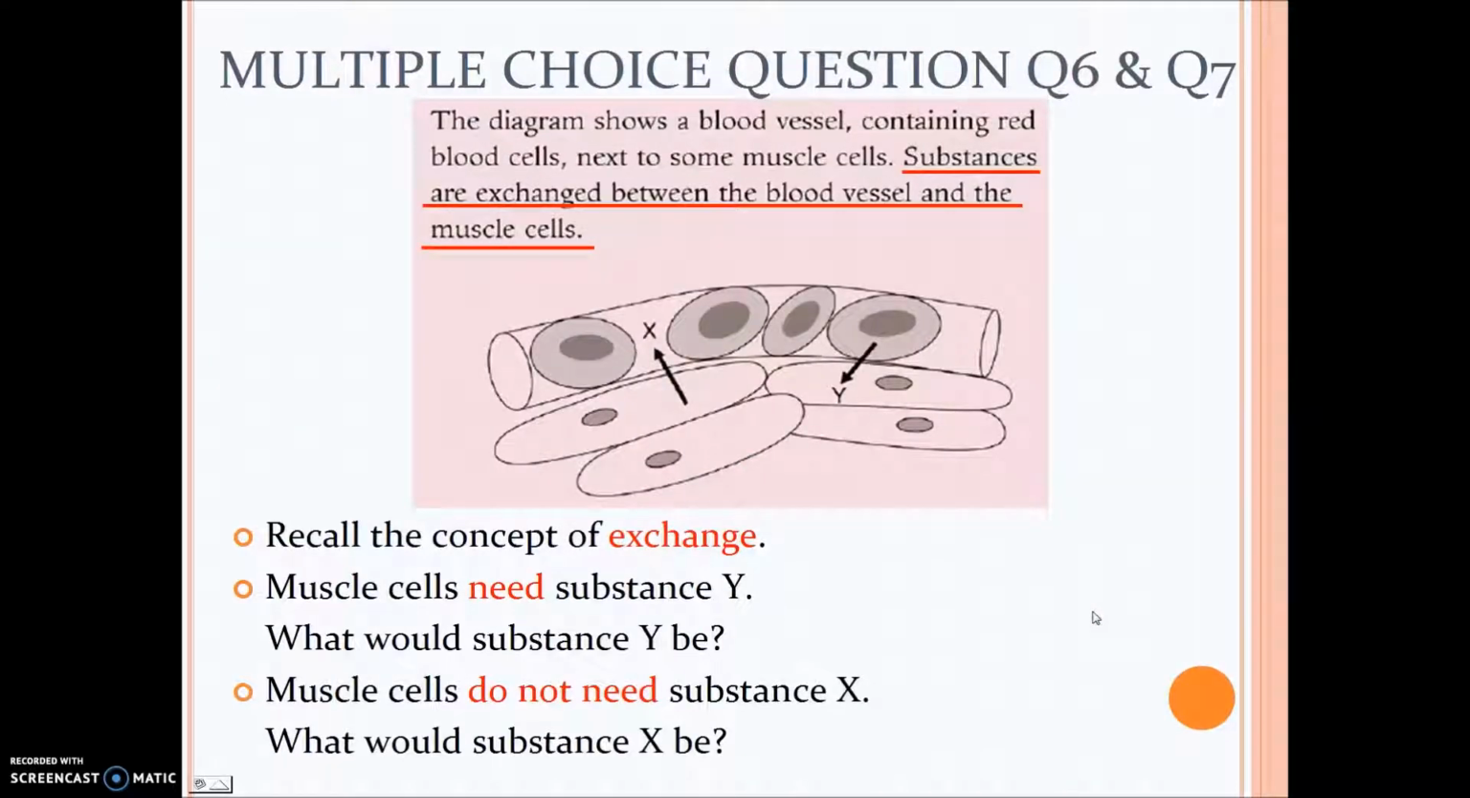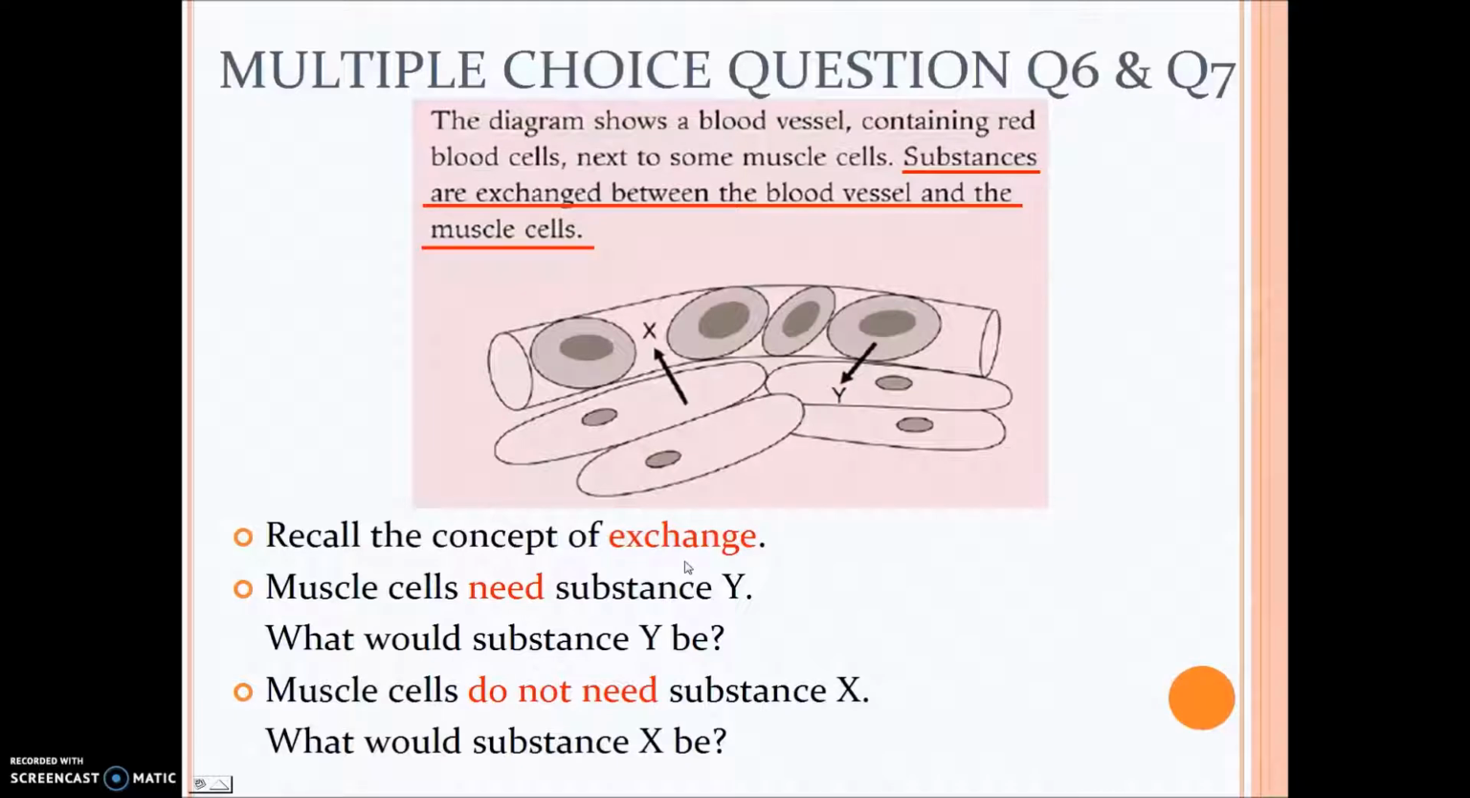And for question 6 and 7, I put them together first because it's also about the exchange. The substances are exchanged between the blood vessels and the muscle cells. It is the muscle cells, and it is the blood vessel, and it is the red blood cells. So the point is that something goes into the cell and something goes out of the cell. So that's the concept of exchange. I give you something and then you give me something back.